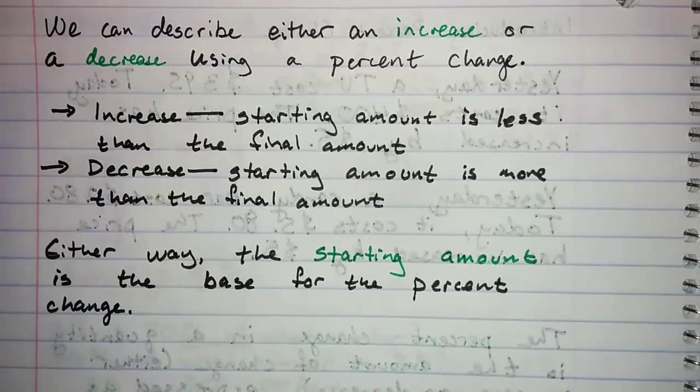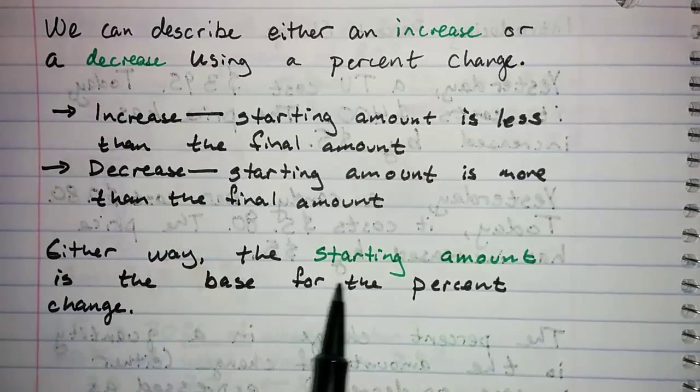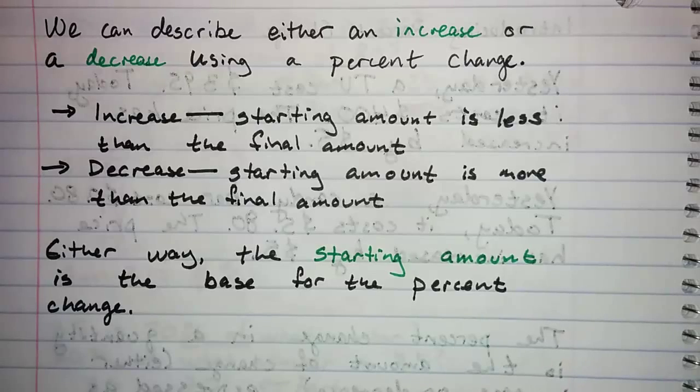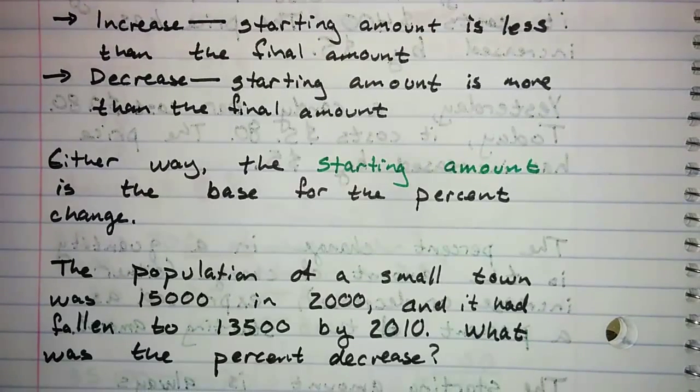The key thing to keep in mind, though, is whether we're talking about an increase or a decrease, the starting amount is the base for the percent change. It's not necessarily the smaller value, not necessarily the larger value. It's whatever value we started with. So if, for example, suppose that we know that the population of a small town was 15,000 in the year 2000, and it had fallen to 13,500 by 2010.